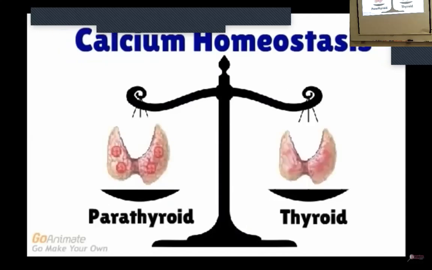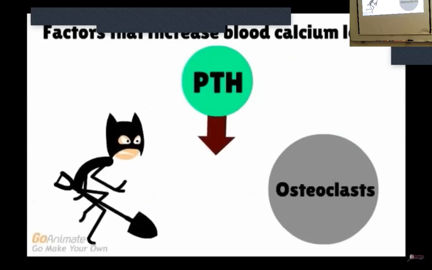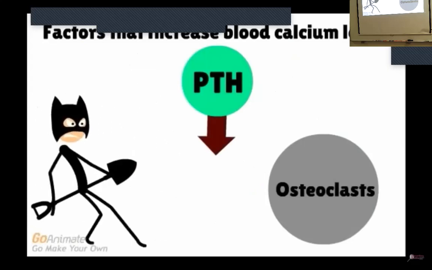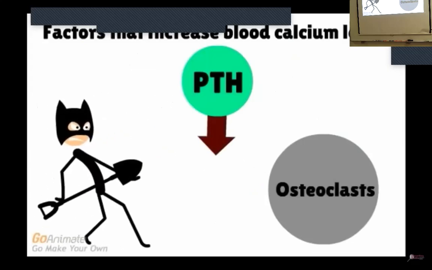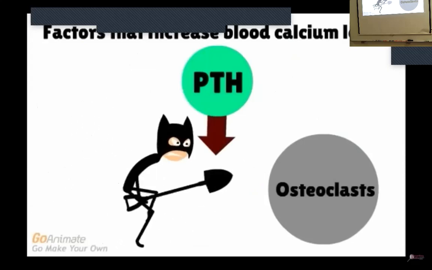There are two glands that work to maintain blood calcium homeostasis, the thyroid and the parathyroid gland. Both of these glands make and release hormones that work to maintain this balance. When the body has low blood calcium levels, the parathyroid gland reacts by secreting parathyroid hormone, also known as PTH. PTH increases blood calcium levels by activating osteoclasts, which, if we recall, are responsible for breaking down the bone to release calcium from the bone into the bloodstream.